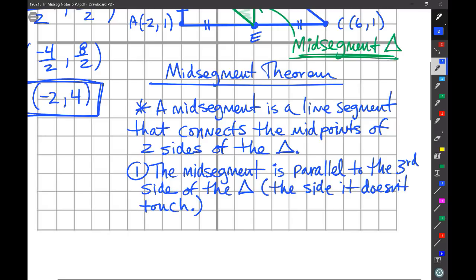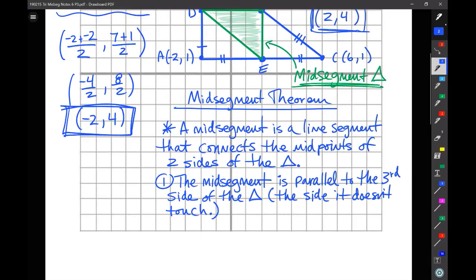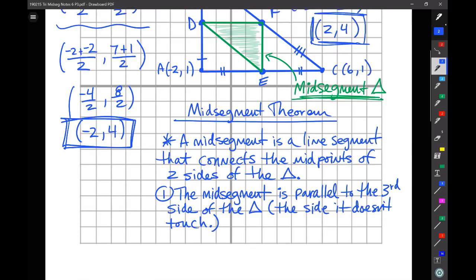So the midsegment is parallel to the third side of the triangle, and that's the side it doesn't touch. When I say the third side of the triangle, we said that a midsegment connects two sides of a triangle. So the third side that it's not touching, it's always going to be parallel to.